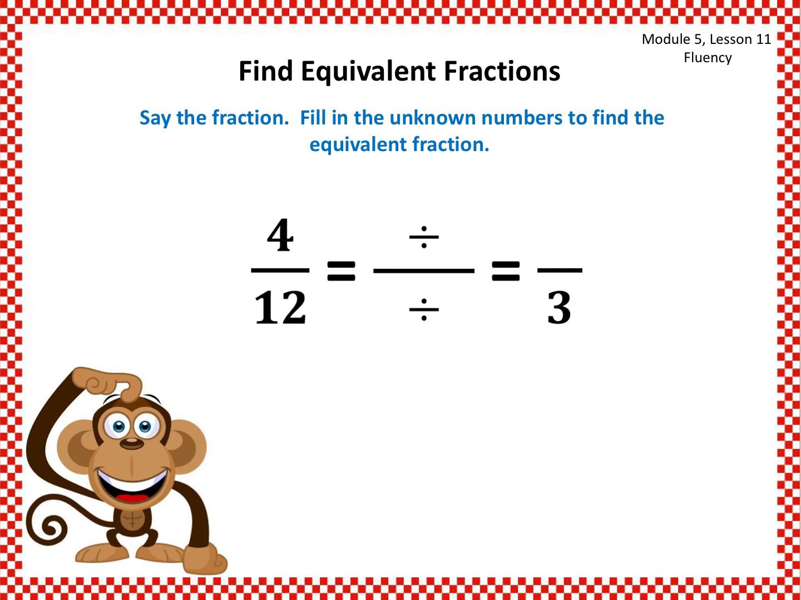All right, we started with 4/12. We have to figure out, well, they went down to a 3 in the denominator. So 12 divided by what is equal to 3? Or how many groups of 3 are there in 12? So I can count 3, 6, 9, 12. Well, that was 4 groups. So if I divide by 4 on the bottom, I have to do the same thing on the top. 4 divided by 4 is 1. And 4/12 is equivalent to 1/3. Okay?